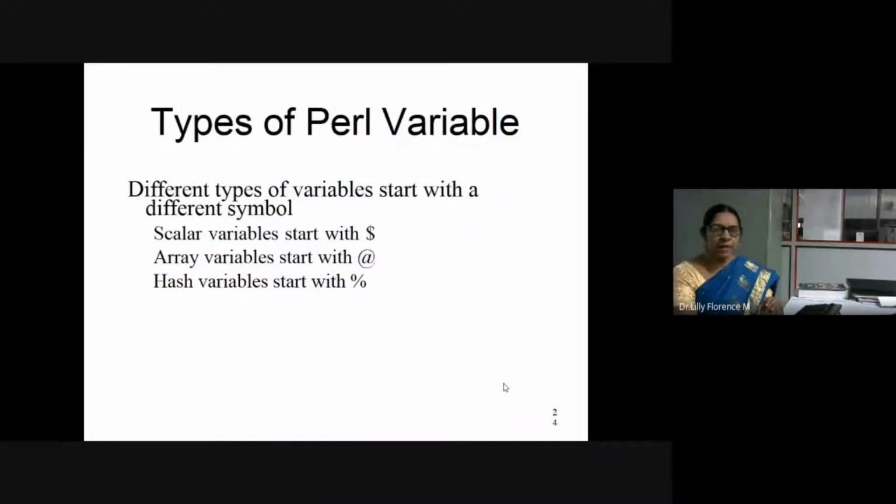In this video, I am going to explain to you about types of Perl variables. Perl is a scripting language and Perl is mainly used for text processing. There are three types of variables we can use in Perl programming. They are scalar variables, array variables, and hash variables.